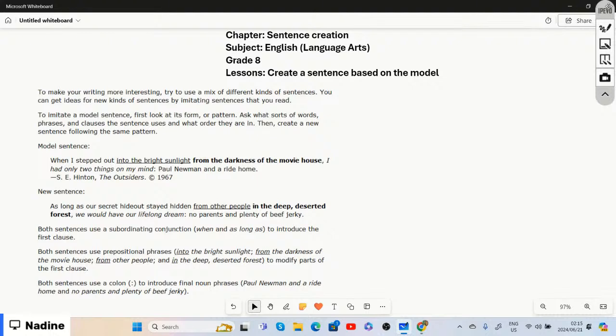And from within the sentence, from the darkness of the movie house, as well as from other people, as well as in the deep deserted forest. So in, into, from, and another from. And those prepositional phrases used within the sentences are there to modify parts of the first clause within that sentence.